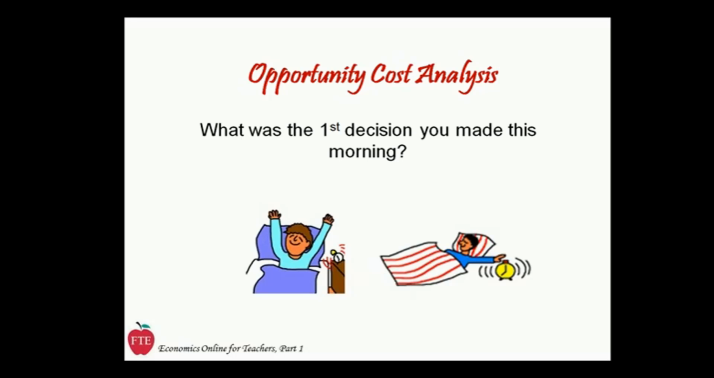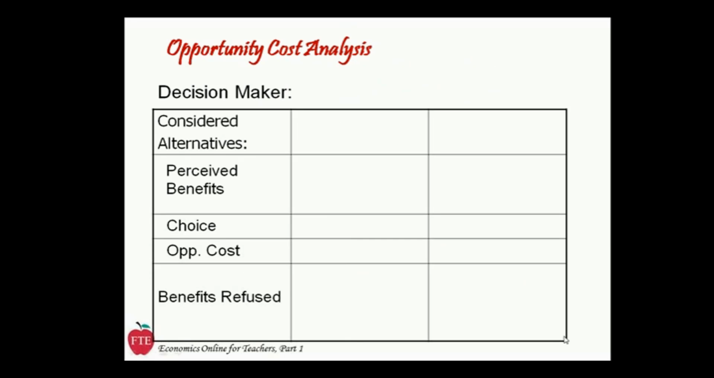So let's start with a simple one in which there are only two obvious alternatives, and a decision I'm sure you made first thing this morning: whether or not to get out of bed when you first woke up. We're going to use this chart as a convenient graphic organizer, and I think you'll find that it helps make the opportunity cost decision more concrete.